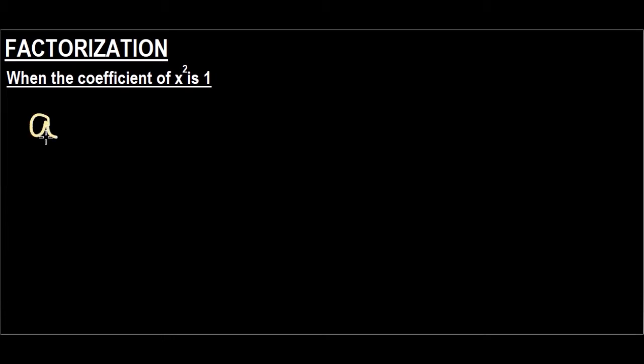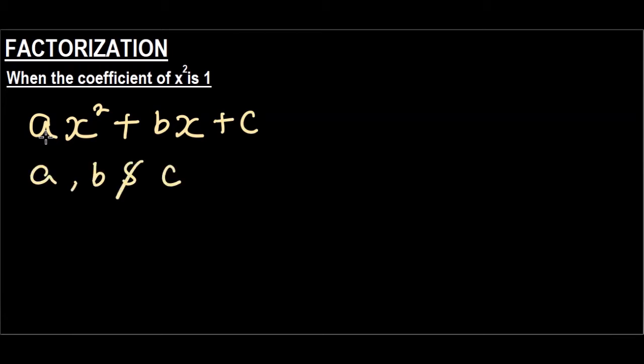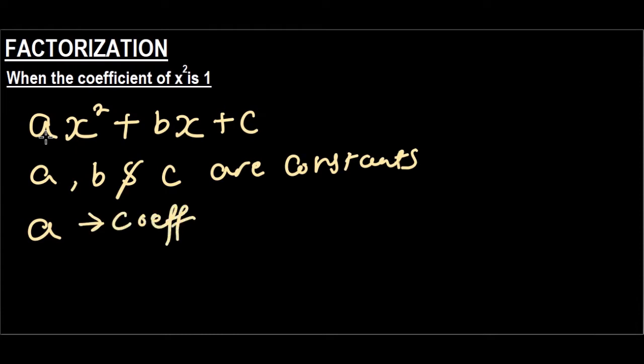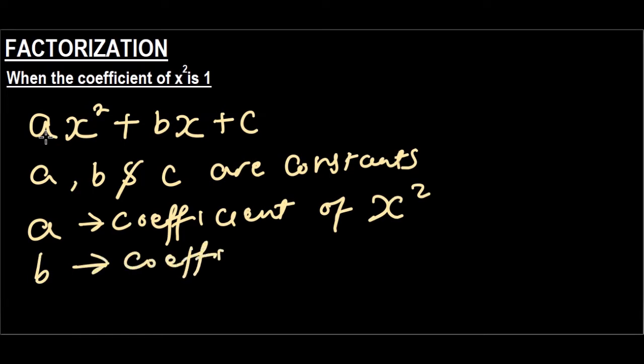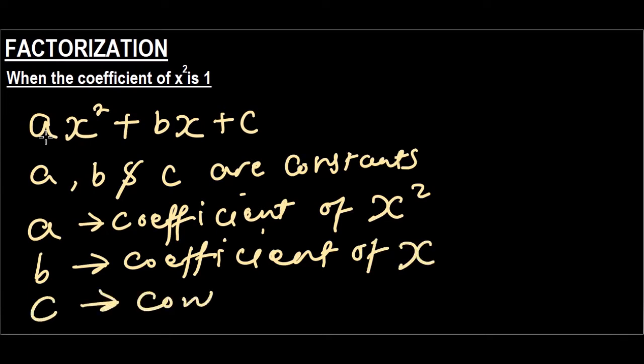A quadratic expression is of the form ax squared plus bx plus c. A, B, and C are constants. A is referred to as the coefficient of x squared. B is referred to as the coefficient of x, and C is referred to as the constant. So it is important that you understand these terms.